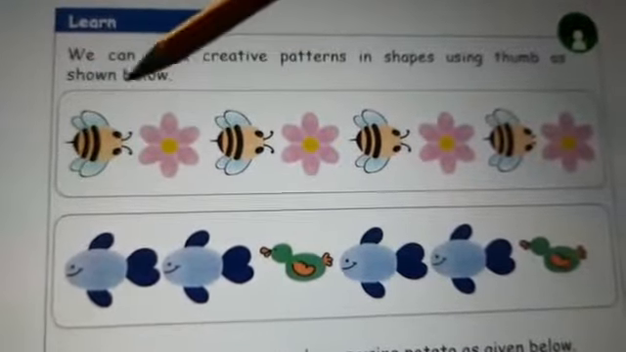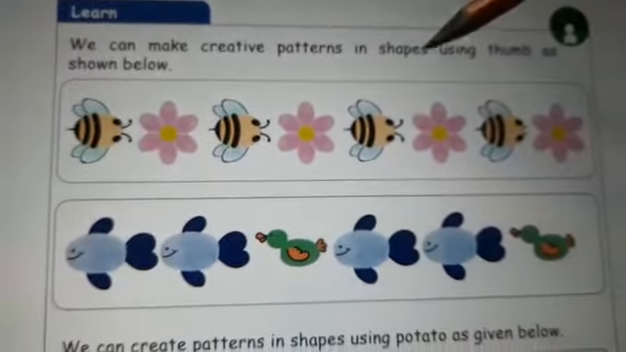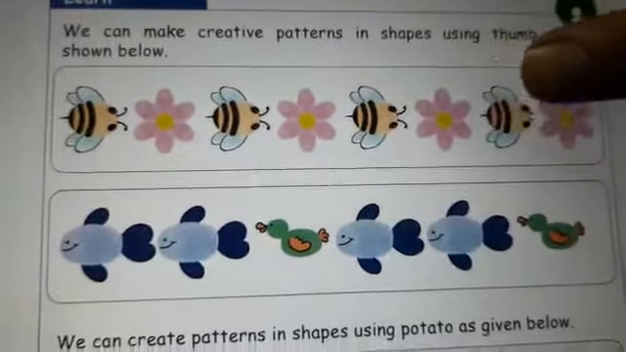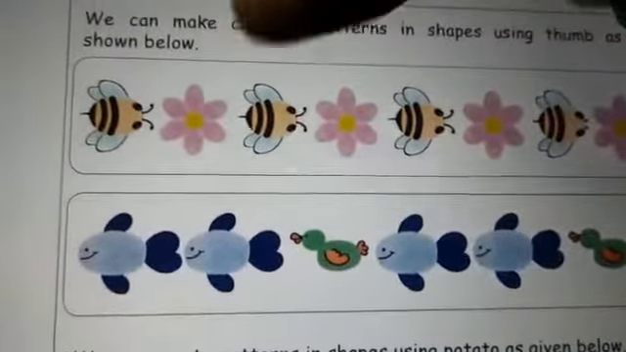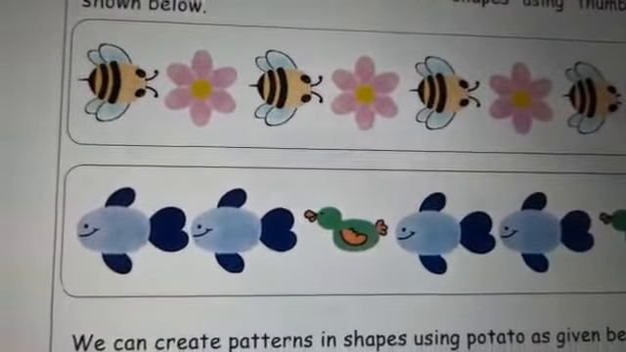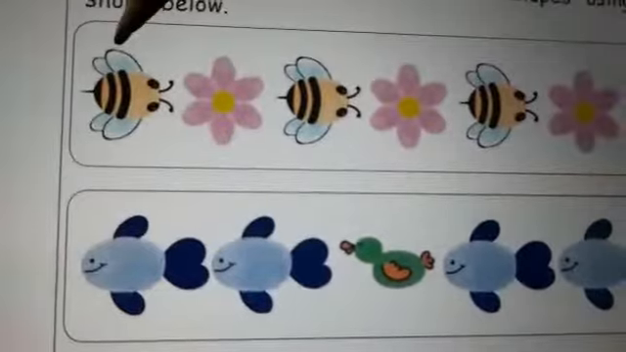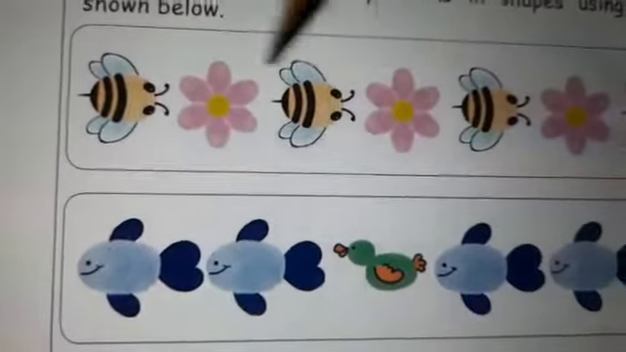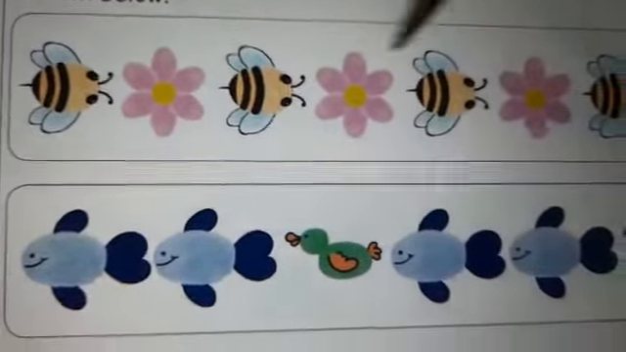Next, we can make creative patterns in shapes using the thumb as shown below. We use the thumb impression here. Okay, thumb impression and draw a bee. It is a honeybee, it's a flower. See here, it is a pattern. First it is honeybee and flower, honeybee and flower. It makes a continuous pattern.